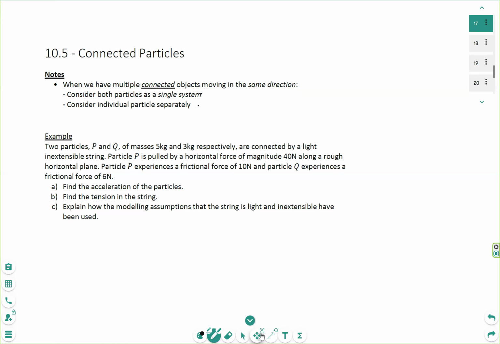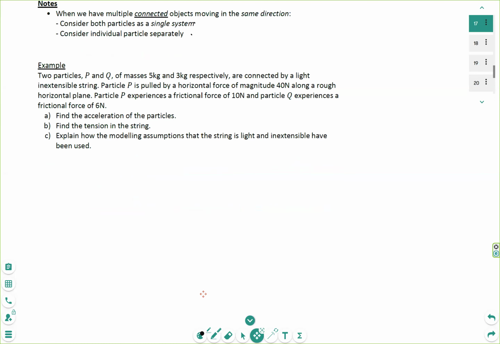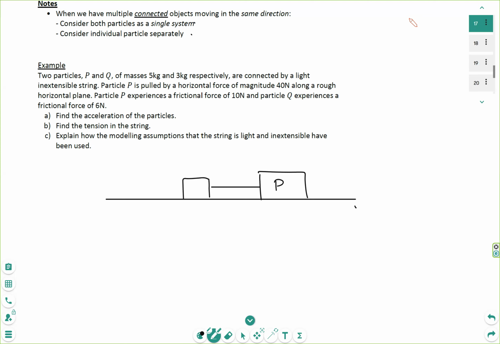So let's have a look. Example: two particles, P and Q, of masses 5 and 3 kilograms respectively, are connected by a light inextensible string. I'll draw a diagram of what it looks like. We've got particle P, let's use a rectangle for P, and then Q here. Q is a bit lighter. P is 5 kilograms and Q is 3 kilograms. They are connected by a light inextensible string, which means a string in the middle.